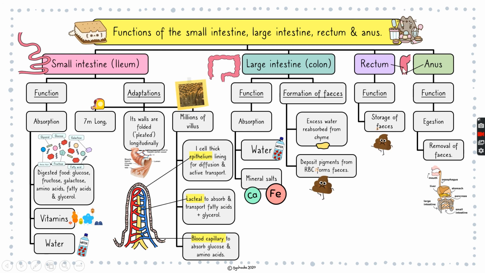So the rectum is the bag, that shape right there, and that ending right there, that's like an opening, that's called the anus. So what the rectum does is that it stores the feces before egestion, and the anus actually carries out the last process in the human alimentary canal, which is egestion, which is the removal of feces.